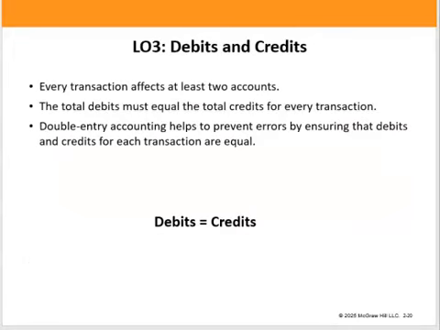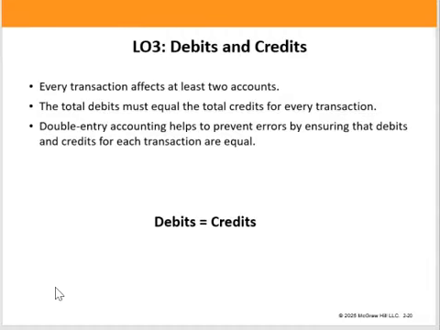Okay. So debits and credits. Your debits have to equal your credits. And this is what ensures that at the end, when you're creating your financial statements, as long as your debits equal your credits in every transaction throughout the whole cycle of the accounting, then in the end, your balance sheet is going to balance. Okay?